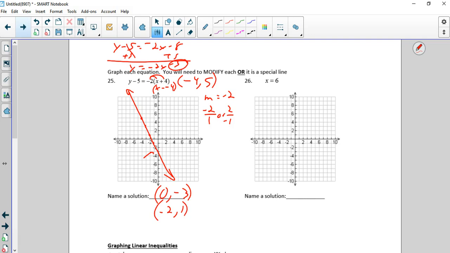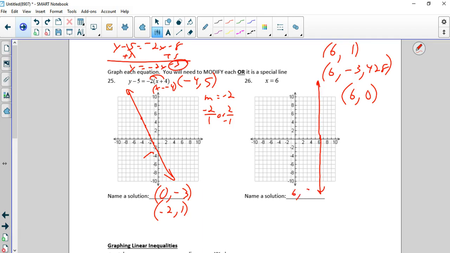X equals 6. X is always 6. 6, 1. 6, -3, 428. 6, 0. The X never changes. Therefore, it's a vertical line through 6. So any one of those points I just did would work.